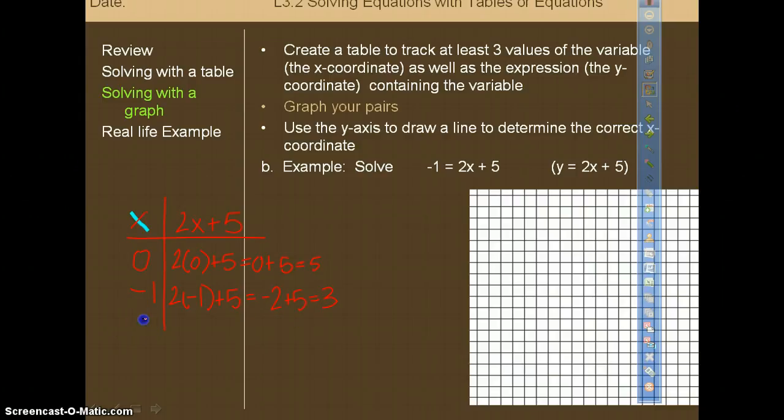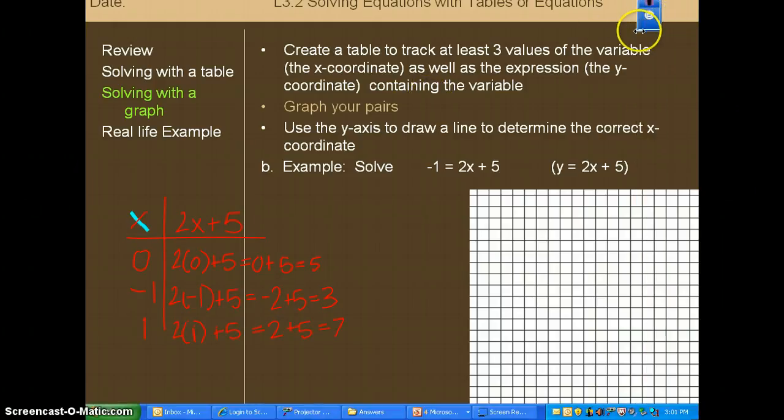Maybe we went the wrong way. Maybe we should have tried an x value of 1. So we can go ahead and try out an x value of 1 and see what happens here. Looks like our x value of 1 didn't pan out either. We still haven't gotten our value of -1 that we were looking for. So now maybe we could take a look at the graph.